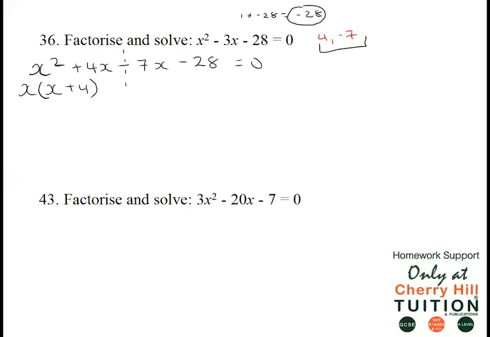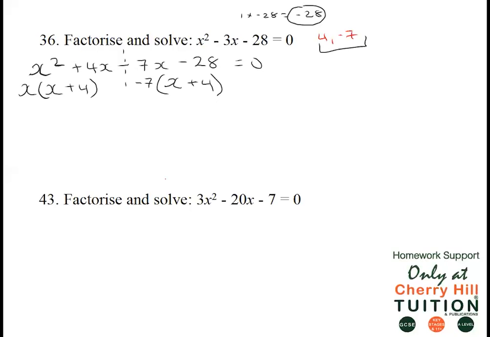And on the right-hand side, the only thing that is common is minus 7. And we need an x, because minus 7 multiplied by x gives us minus 7x. And then we need a plus 4, because 4 multiplied by minus 7 gives us minus 28.